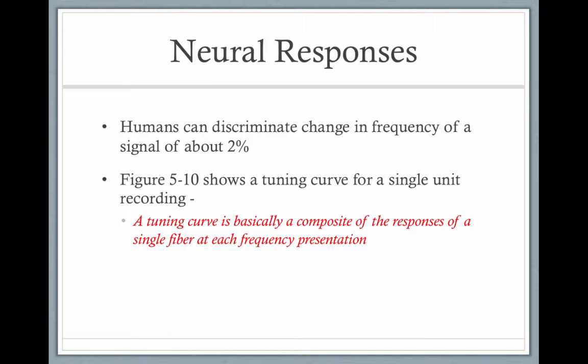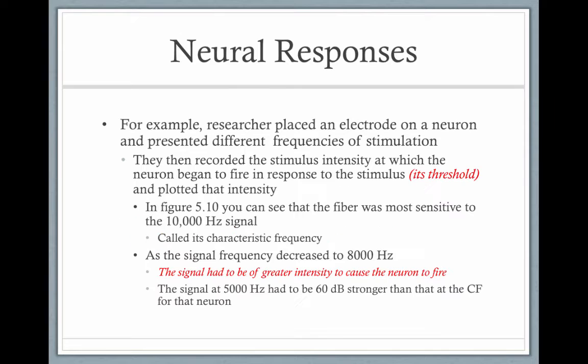tuning curve for a single unit recording. A tuning curve is basically a composite of the responses of a single fiber at a frequency presentation. So if you look at this, every fiber, just like each outer hair cell and inner hair cell, has a specific frequency that it translates. Same thing with the fibers.